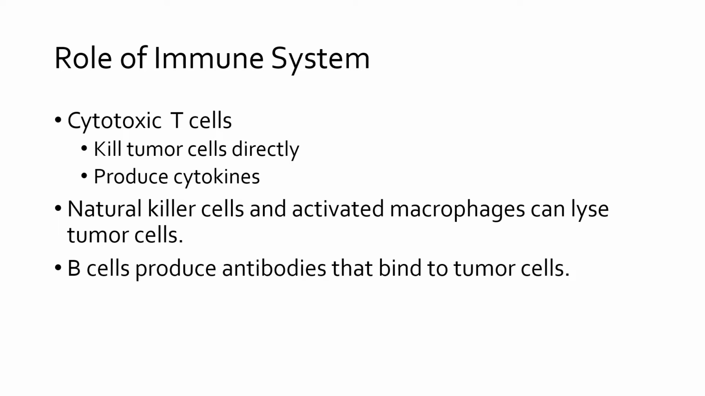We have natural killer cells, and these are activated macrophages that actually go in also and destroy and lyse the tumor cells. The immune system also can produce B cell antibodies that will bind to the tumor cells and basically starve them, and they will die as well.